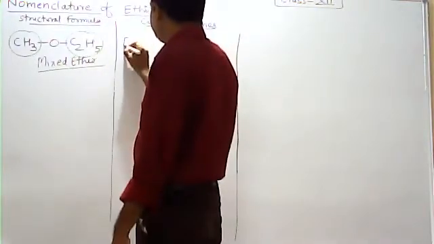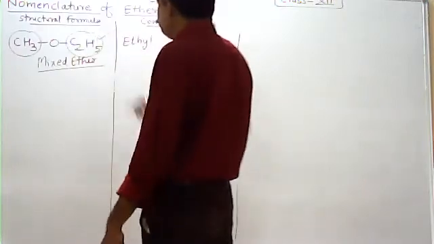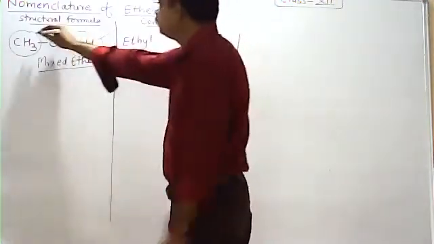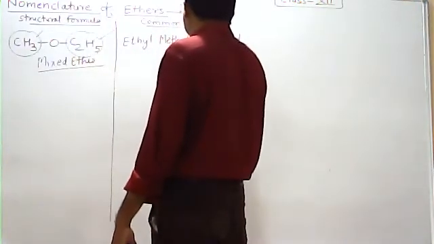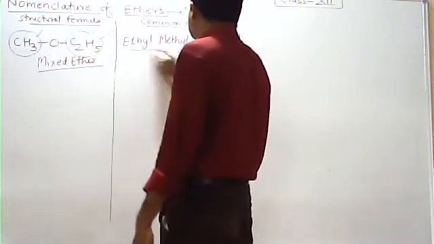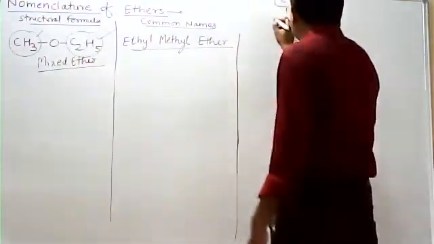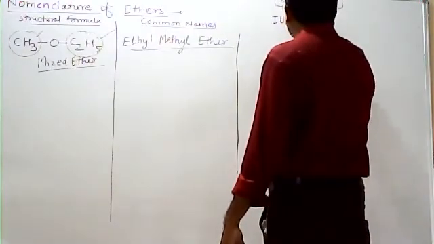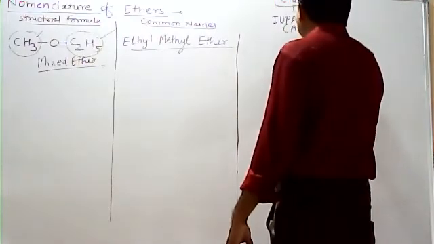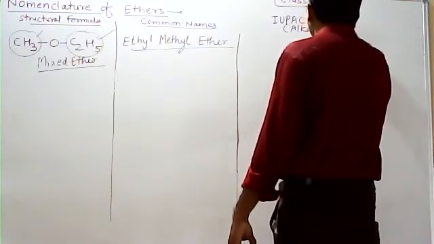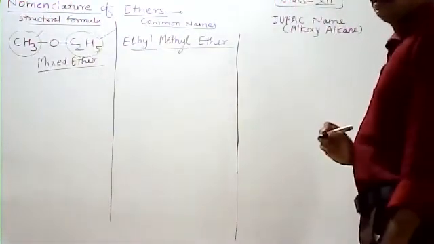So use alphabetical order. This is the ethyl group, so ethyl. Then this is the methyl group, so methyl. So ethyl methyl ether. Its name is ethyl methyl ether. Then the IUPAC name is given as alkoxy alkane. So what will be the IUPAC name of this ether? What is the IUPAC name of this ether?